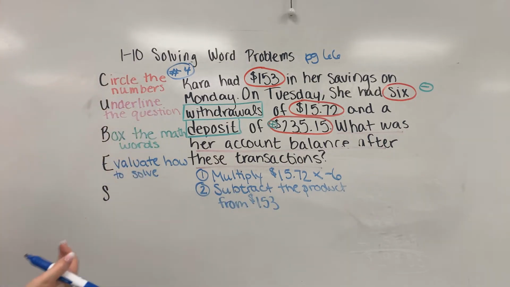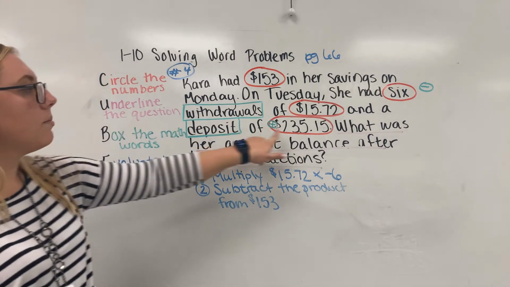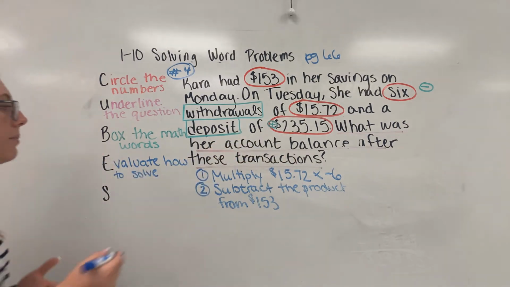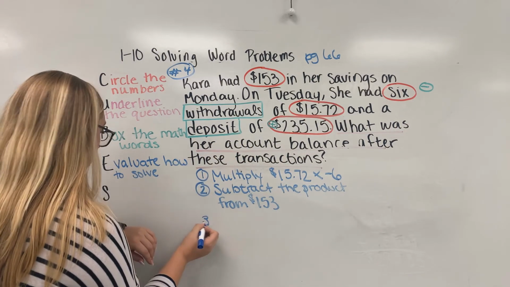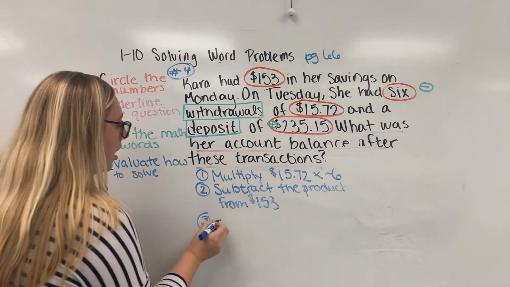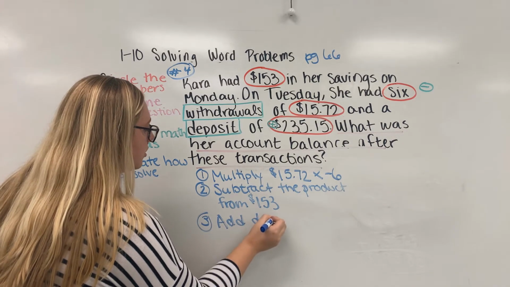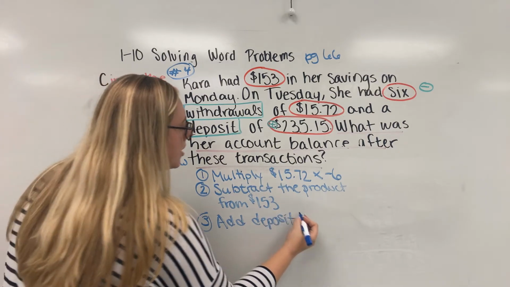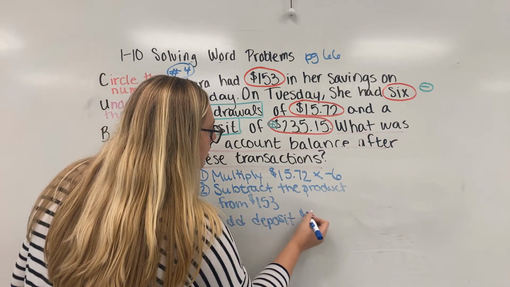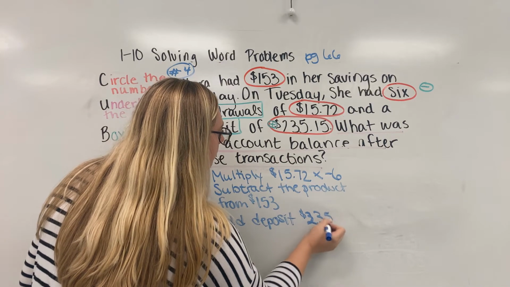Once we find the difference of how much we took out, she also put more money back in, so we're going to add that money back to her account. So her step 3 is going to be add deposit. And that deposit is at $235.15.